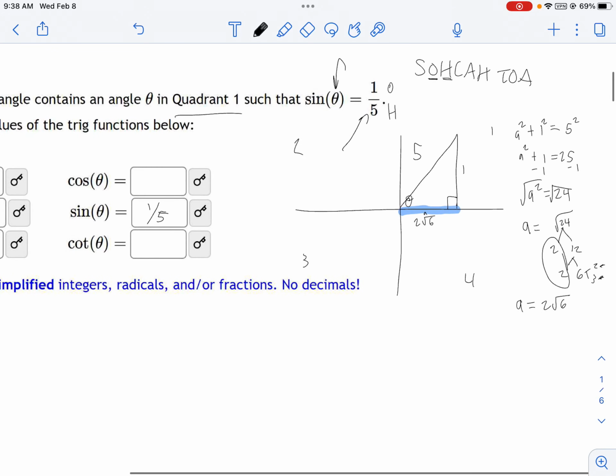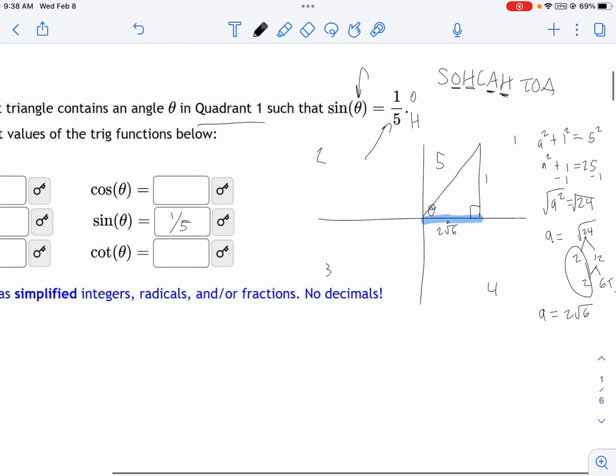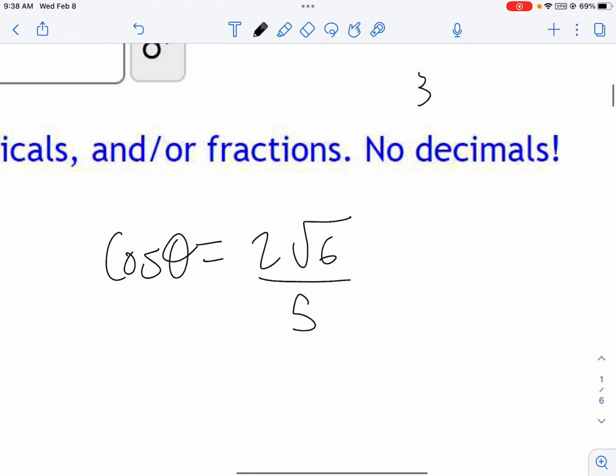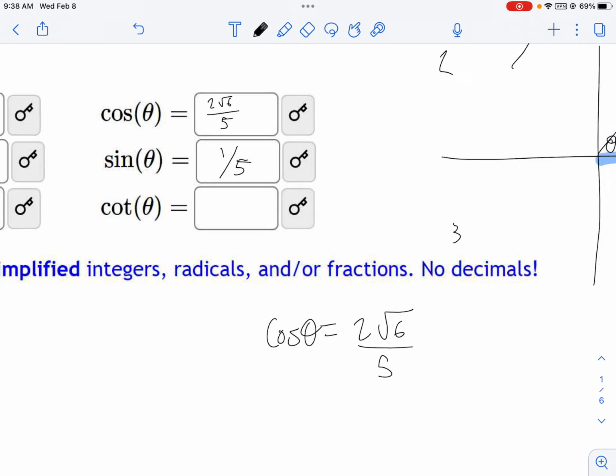Cosine is your adjacent over hypotenuse. Your adjacent is the literal side adjacent to theta, which is 2 root 6. So we have that cosine of theta equals 2 root 6 over hypotenuse 5. Your 2 and 5 don't simplify at all, and the square root doesn't have anything we can do with it. So 2 root 6 over 5 is your answer for cosine.